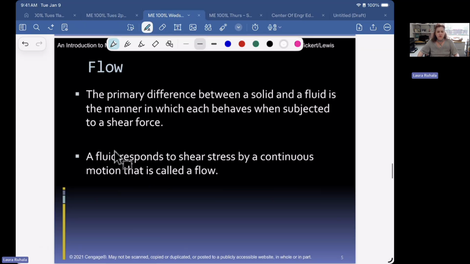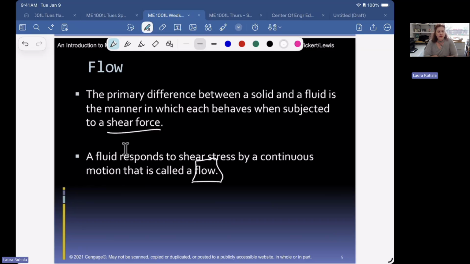Okay, now let's talk about flow. The primary difference between a solid and a fluid is the manner with which it behaves when subjected to shear force. So it's all about the shear force. I think I underlined that a couple slides ago. A fluid responds to shear force with continuous motion that is called flow. So the continuous motion in the presence of a shear force, that is what flow is.